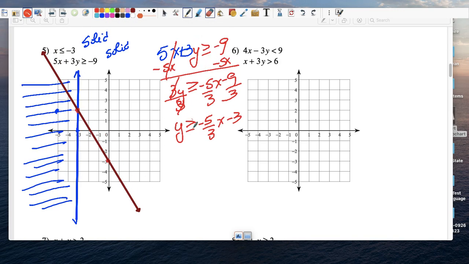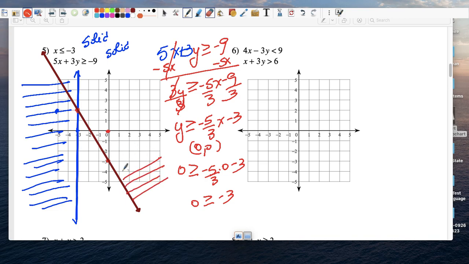And now again, we got to do a test point, right? So let's pick 0, 0. Let's replace the x and the y. So we get 0 greater than or equal to -5 over 3 times 0 minus 3, which is the same thing as 0 is greater than or equal to -3, which is a true statement. So because this point 0, 0 worked, it means that every point to the right of this line will always also work. So every single point here.